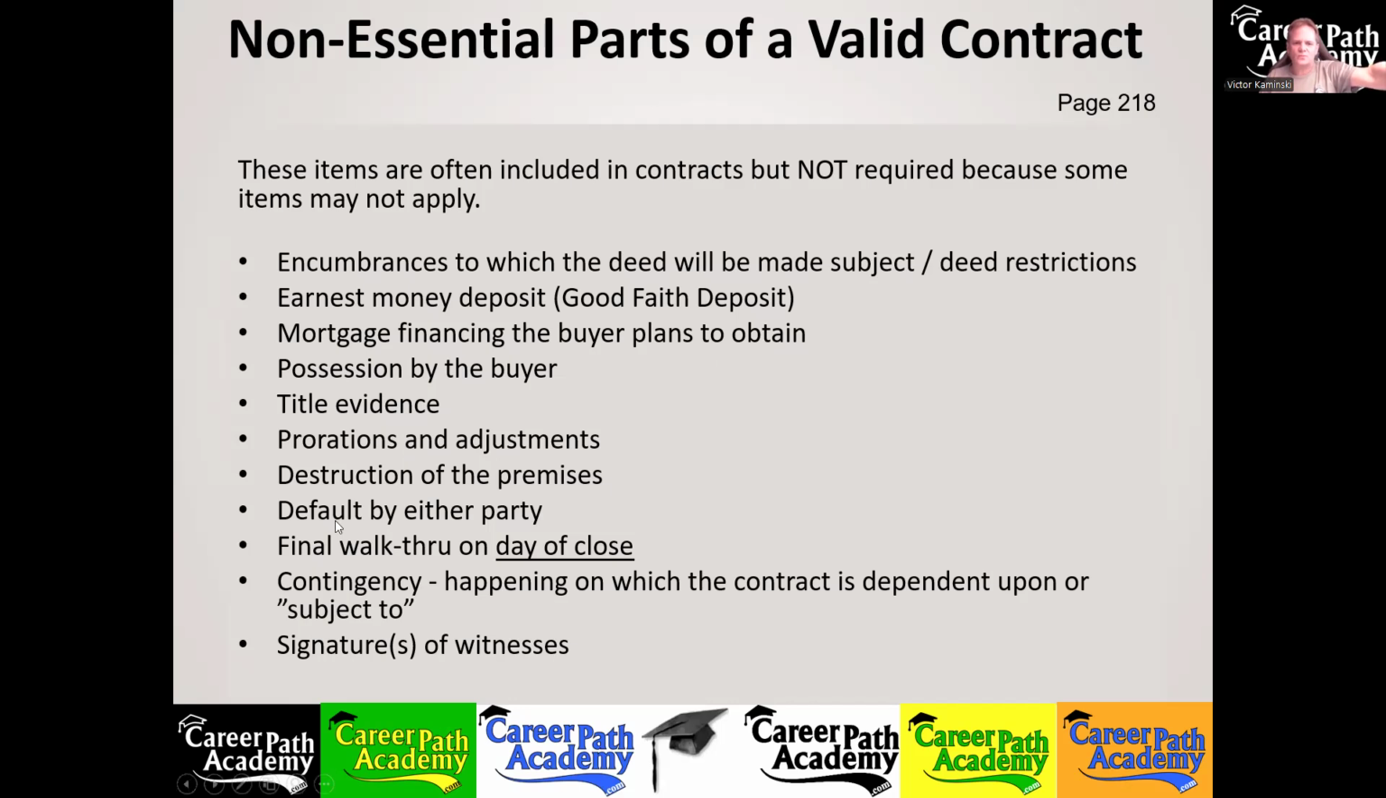Maybe a clause that says what happens in the event of default by either party. Or a provision for a final walkthrough on the day of close. A contingency. Well, contingencies are happenings upon which a contract is dependent. They usually begin with the words subject to. This contract is subject to me qualifying to get the mortgage loan. And the signature of a witness is not an essential element. We're usually the witness that's signing that contract in witness of the signature of our clients.